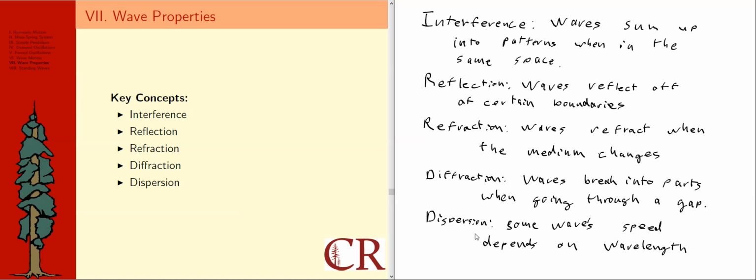Dispersion is the last property here listed, and what it says here is that some waves' speed depends on wavelength. So not all waves exhibit dispersion. Some waves can be said to be dispersionless, or maybe a better way of saying it is that the medium is dispersionless. So a dispersive medium, on the other hand, is one in which the waves traveling in that medium have a wavelength dependent speed.